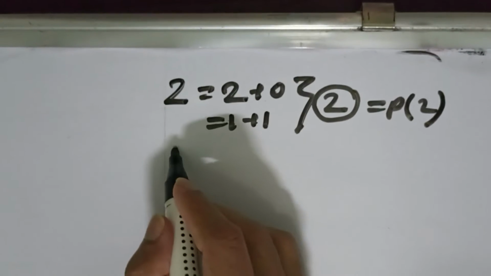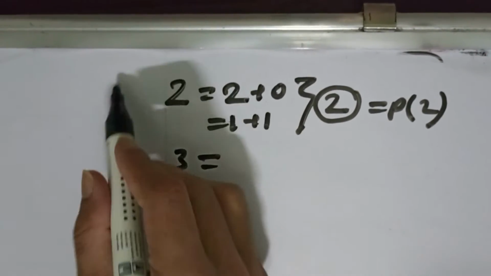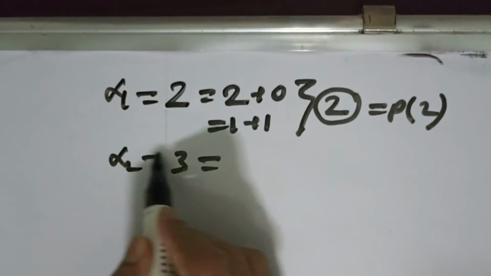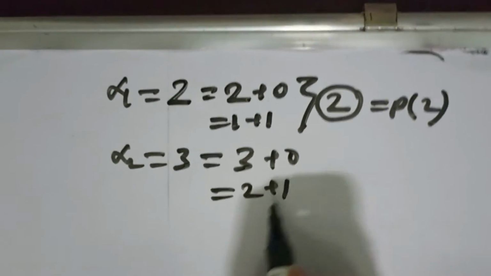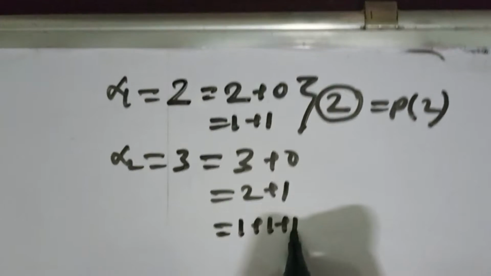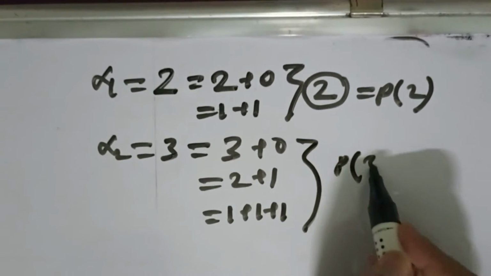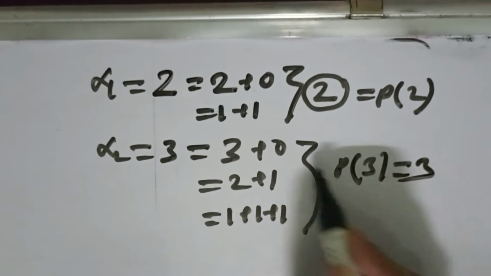Okay, now for 3, alpha 2 equals 3. Partitions of 3 can be 3 plus 0 or 2 plus 1 or 1 plus 1 plus 1, so these are 3. So the partition of 3 equals 3.